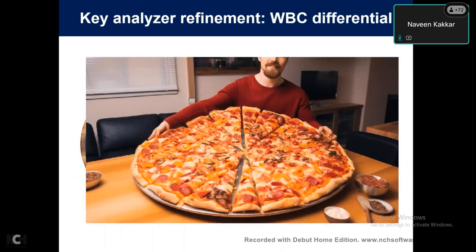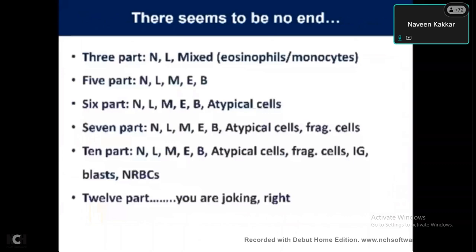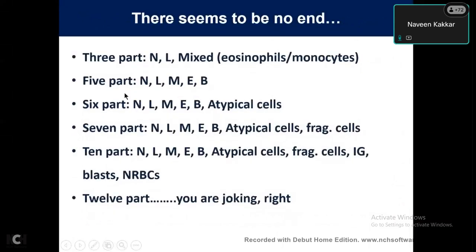And the refinements keep on increasing. If you look at the three-part, five-part, and then go on to 6, 7, 10 parts, they keep on offering you more and more. So you could have atypical cells given separately, fragmented cell count given separately, immature granulocytes, nucleated RBCs, or even blasts enumerated separately. And I'm not joking, but yes, maybe someday we'll have a 12 or even a 15 part, the way automation is going.